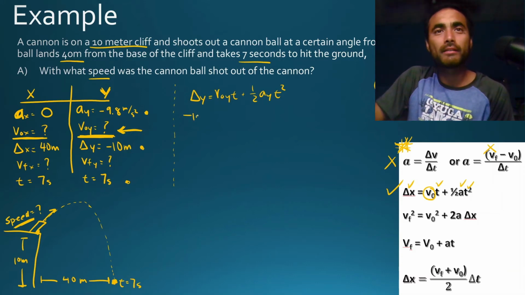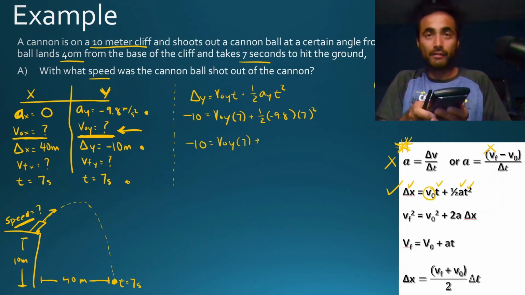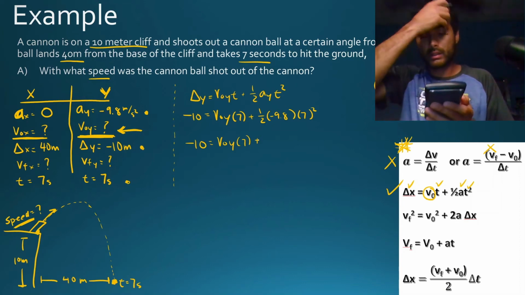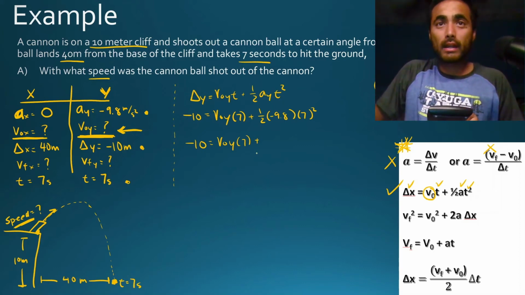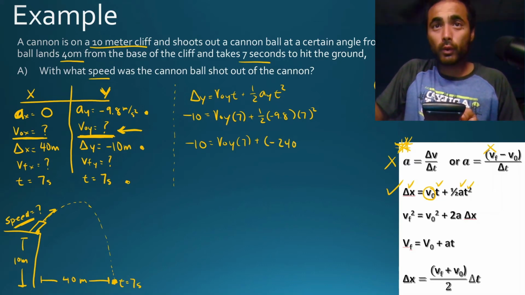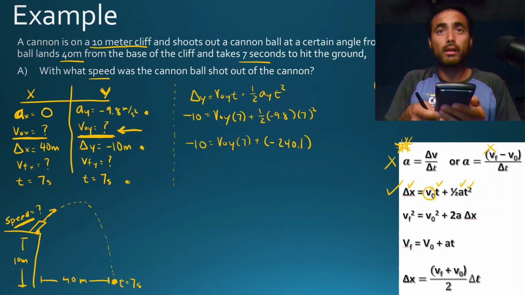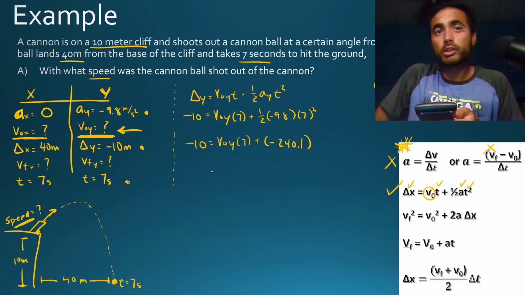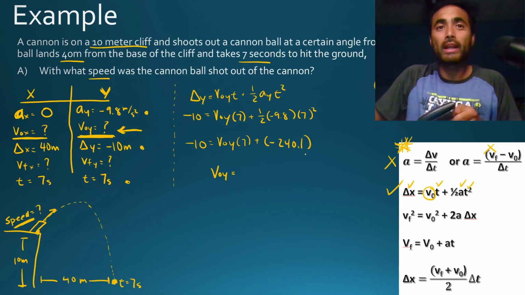So displacement in the y, -10. V initial in the y, that's what we're looking for. Time is 7, plus 1/2 times -9.8 times 7 squared. Okay, let me try to simplify this. -10 is equal to v initial y times 7 plus, and then let's see, 7 squared times... and I get -240.1. So once you do the math for this, we can see the v initial in the y direction is going to be equal to 32.87 meters per second.